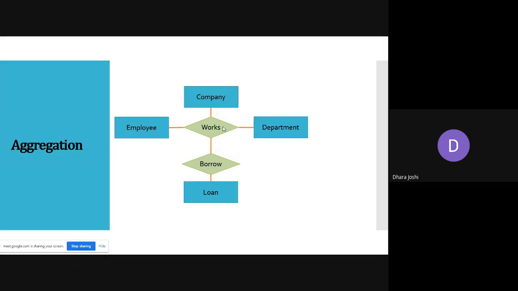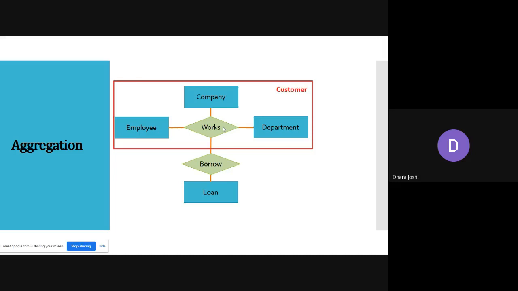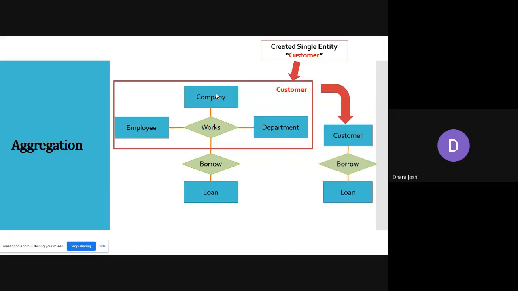So what we do is merge or aggregate this together, take it to the top level, and name it customer. Whoever is taking a loan is called a customer. A customer can be an employee, a company, or a department. So all of this we created as a single entity named customer. Now the scenario is like this: customer borrows a loan. Now it is perfect as per the rules of ER diagram.